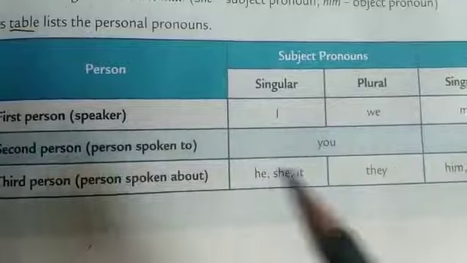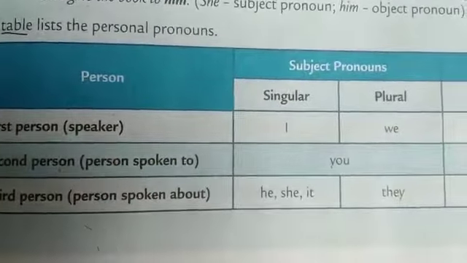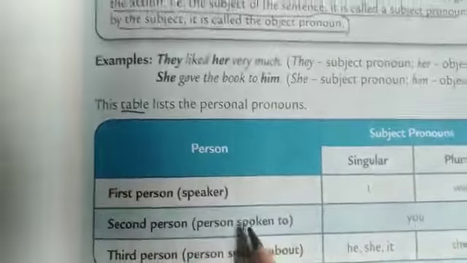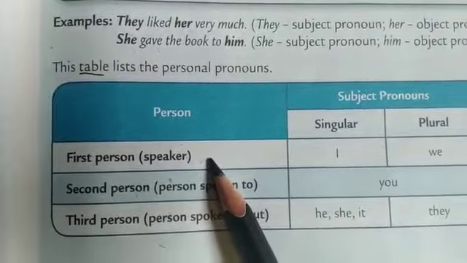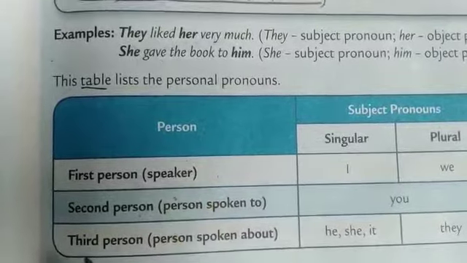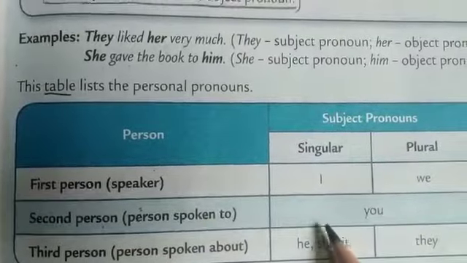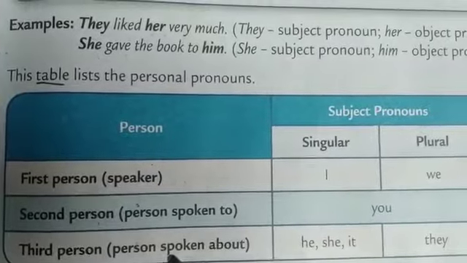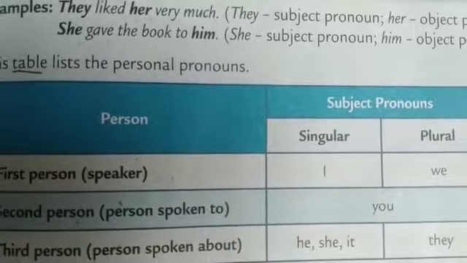Now come to page number 27. This table lists the personal pronoun. Personal pronoun refers to 3 persons. The first person is the speaker, means one who is saying. He is the first person. The second person is the person to whom he is speaking to. And the third person is the person about whom we are speaking. That is the third person.